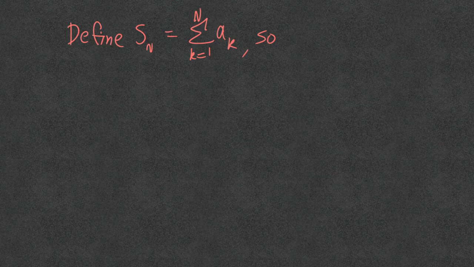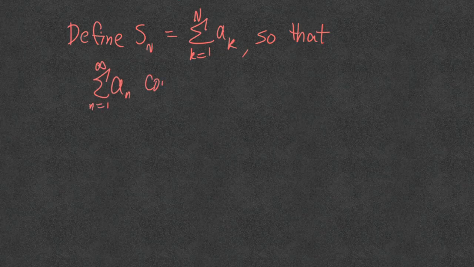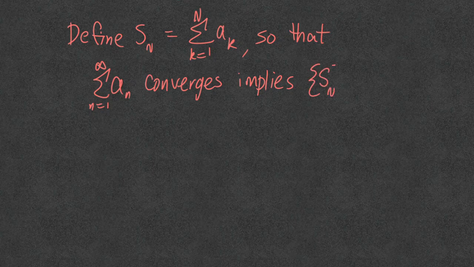Okay, and I defined it like that because if we know that a sub n converges, this infinite series, that's going to imply that the sequence of partial sums also converges. And we know how to work with converging sequences.